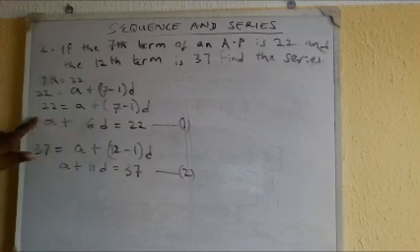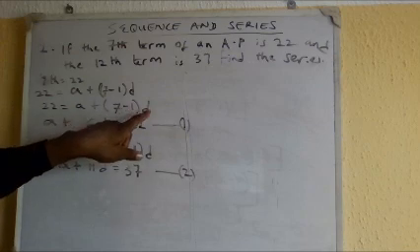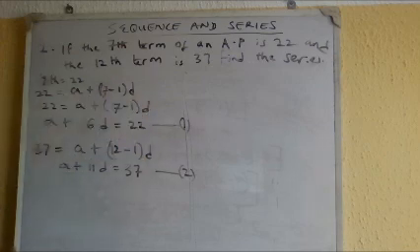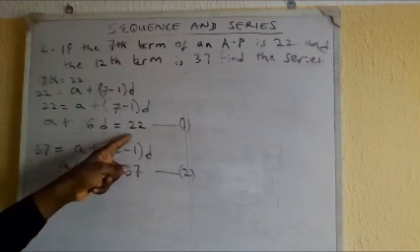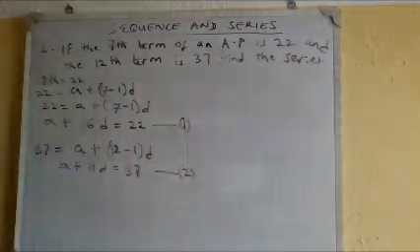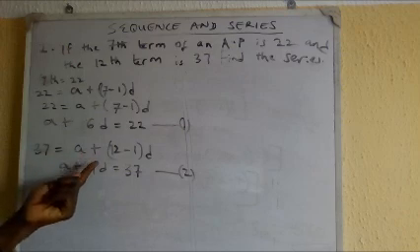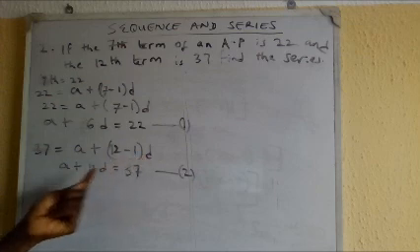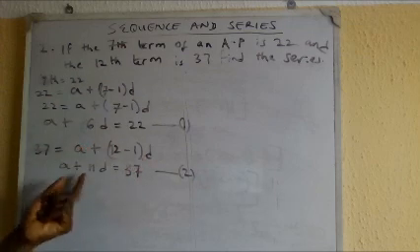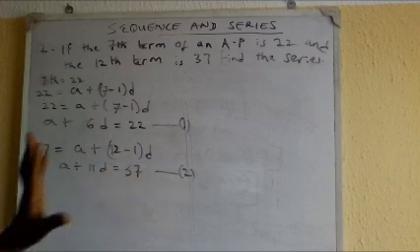So at this point, I now have 22 is equal to A plus 7 minus 1, then close bracket D. So I can rearrange this one. This one comes to this side. A plus 6D is equal to 22. So this is equation 1. And equation 2 now is A plus 12 minus 1 D. Then this one can come this way. A plus 11D is equal to 37. So these are two equations.